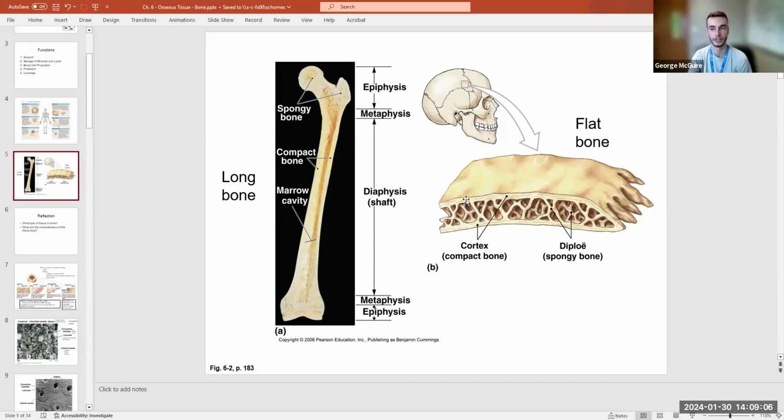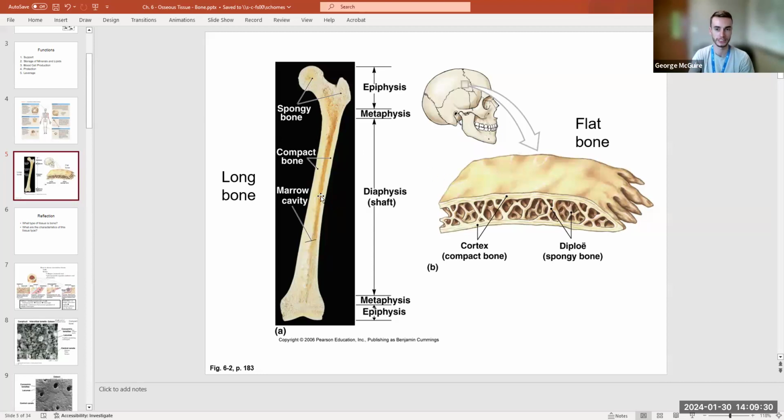So compact bone is almost always surrounding that spongy bone, creating the periosteum, and then the endosteum, the inner portion, is going to be spongy bone. And so in our flat bones, it's really like a spongy bone sandwich where compact bone is acting as the bread. So we just have a compact bone on both sides and spongy bone in between.